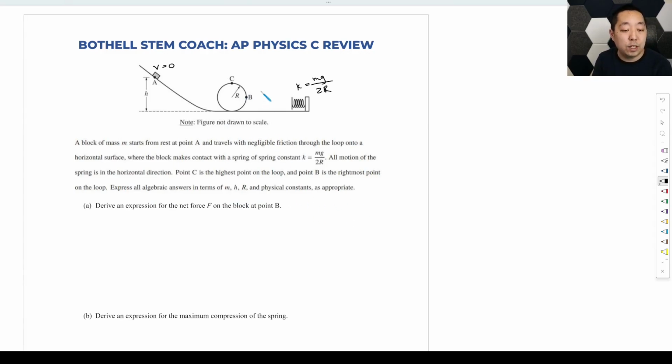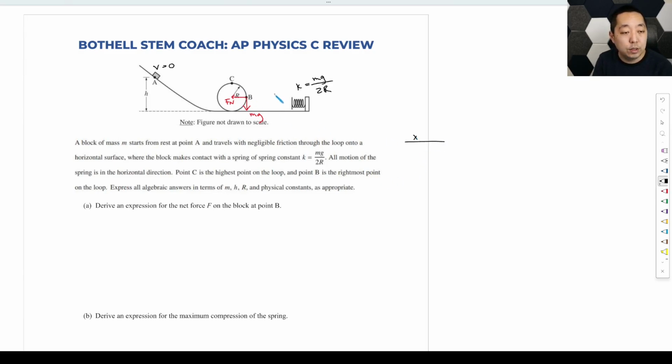Okay, derive an expression for the net force at point B. So what are we going to start with? Free body diagram, right? So this is going to be mg. And then what is exerted here is going to be a normal force in this direction, perpendicular to the surface. That's our rules. And that's pretty much it. So we're going to start with our free body diagram. That's that. And then we're going to say, well, we do F net equals ma.